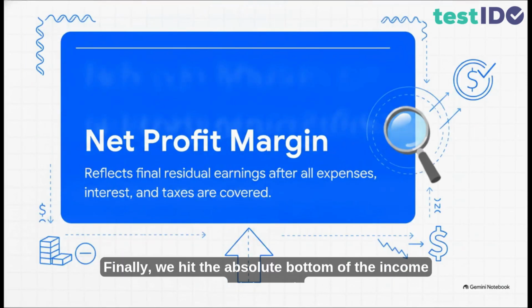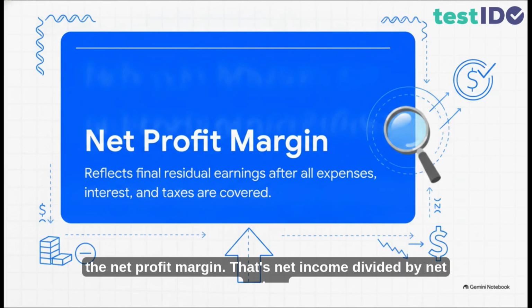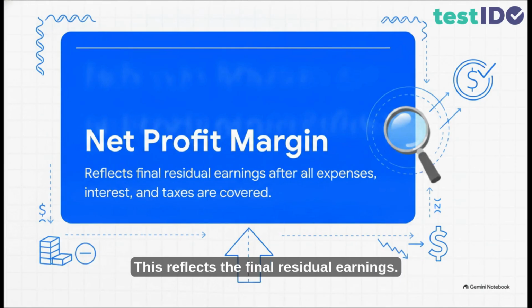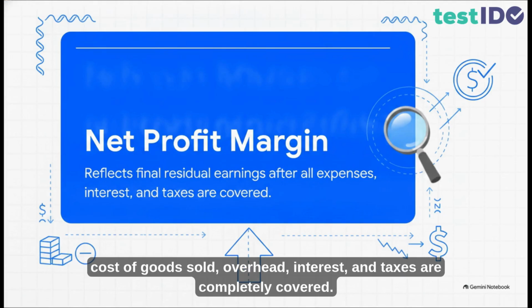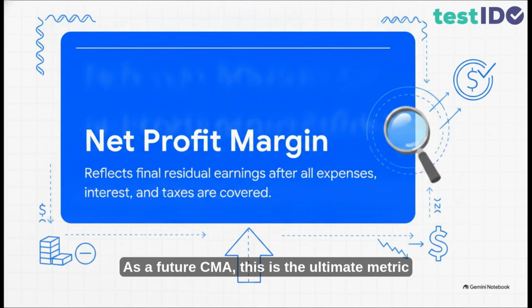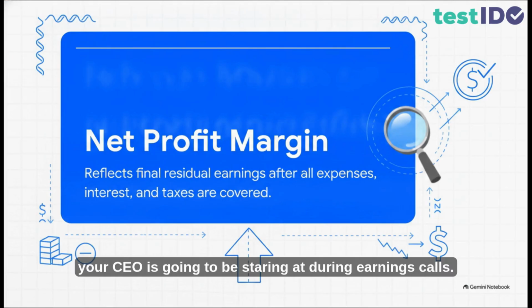Finally, we hit the absolute bottom of the income statement, the net profit margin. That's net income divided by net sales. This reflects the final residual earnings. It's exactly what is left over after all expenses, cost of goods sold, overhead, interest, and taxes are completely covered. As a future CMA, this is the ultimate metric your CEO is going to be staring at during earnings calls.